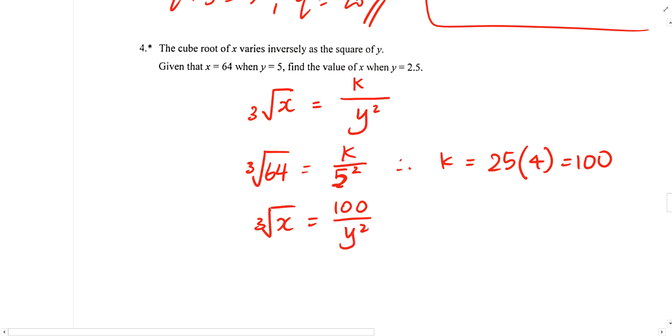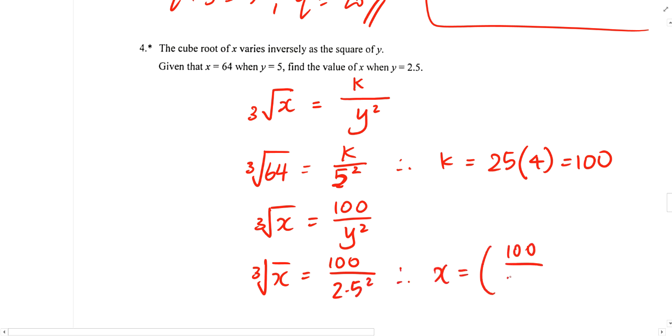So now y is 2.5. Find the value of x. Cube root of x equals 100 over 2.5 squared. So x equals 100 over 2.5 squared, and I cube it. What's the answer? How much? 4096. Okay, all of you got this?